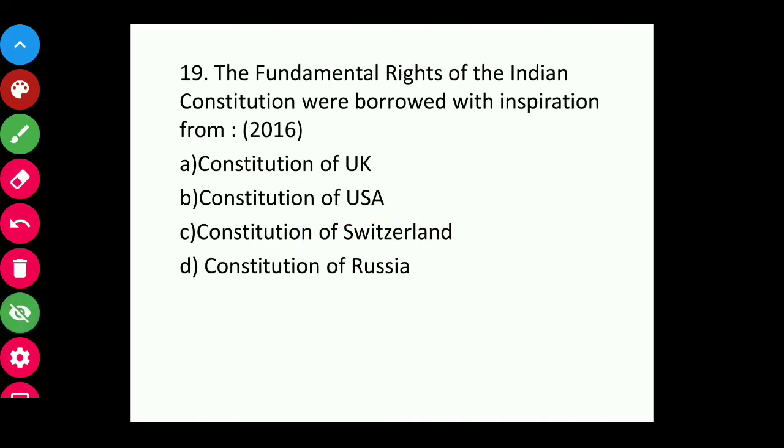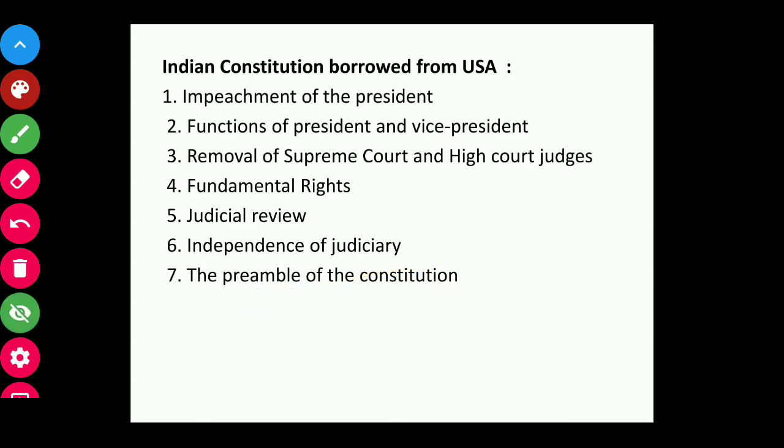Number 19. The fundamental rights of the Indian Constitution were borrowed with inspiration from A. Constitution of UK, B. Constitution of USA, C. Constitution of Switzerland, D. Constitution of Russia. So the answer is B, Constitution of USA, United States of America.